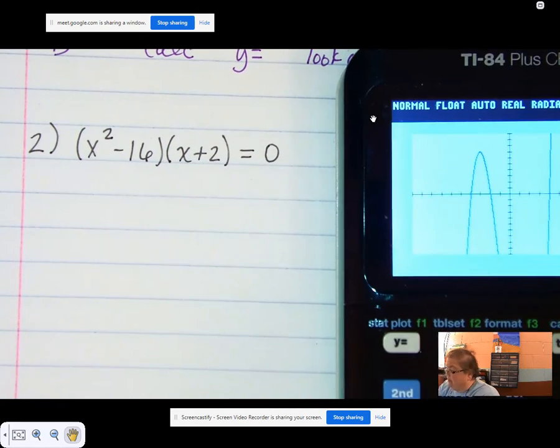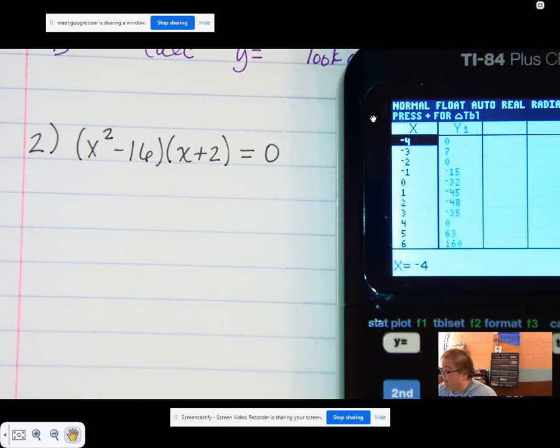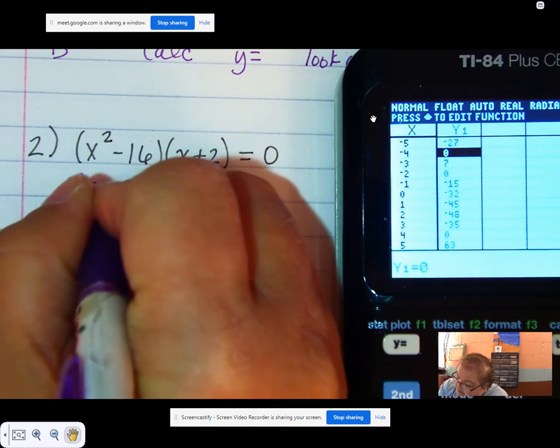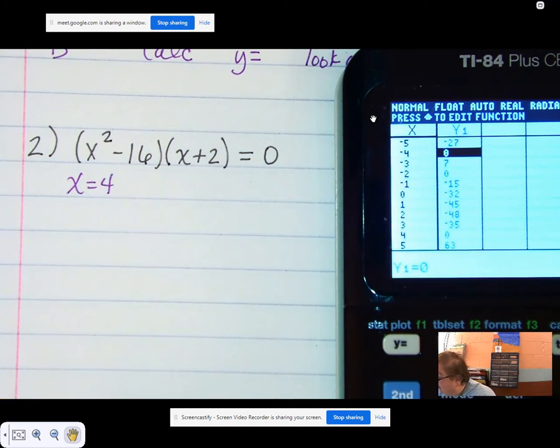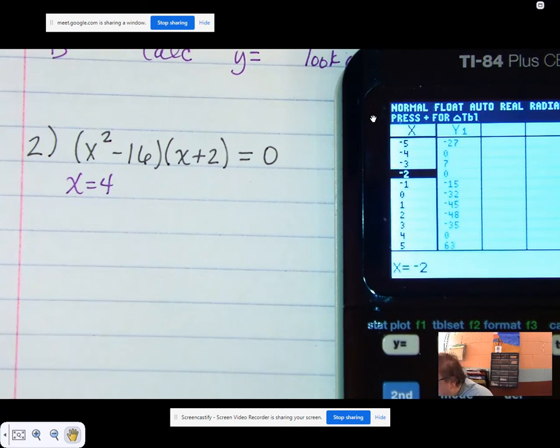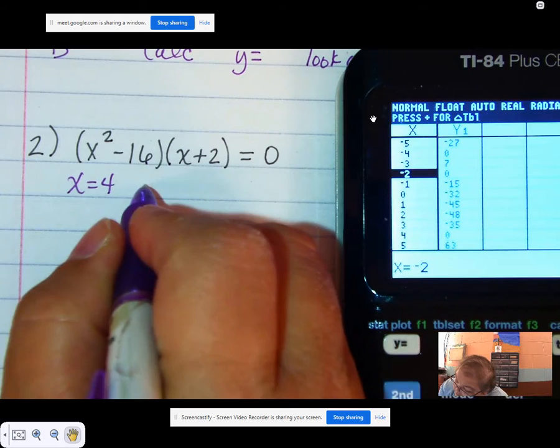Go to the table, please, and find the zeros in the y column. There's one of them. What's my answer? 4. So x would equal 4. All right, keep going, because I've got to find how many zeros. 3. And I know that because I looked at the graph and I saw it 3 times. So here's another 0 right here. What's my answer? -2.